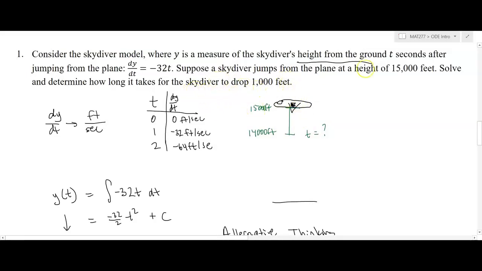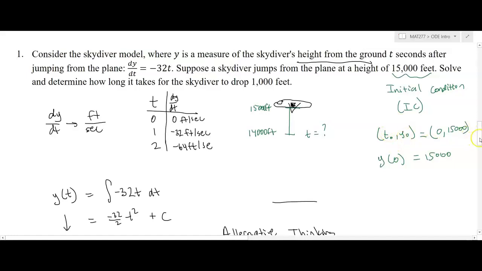So my initial condition, we're going to refer to this as the initial condition, or sometimes you'll see it abbreviated as the IC. And I could write this initial condition in a couple of different ways. I could say that t naught, y naught, where the 0 indicates initial, is the ordered pair 0, 15,000. So it just means that when t is 0, y needs to be 15,000. Another way I could write this is y of 0 equals 15,000, and that's just function notation. So you could write it as an ordered pair, or you could express it as a function.